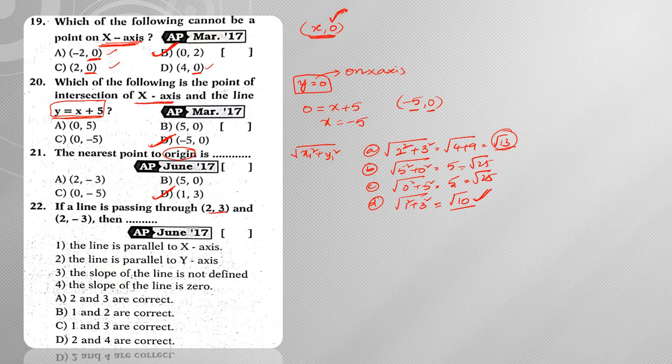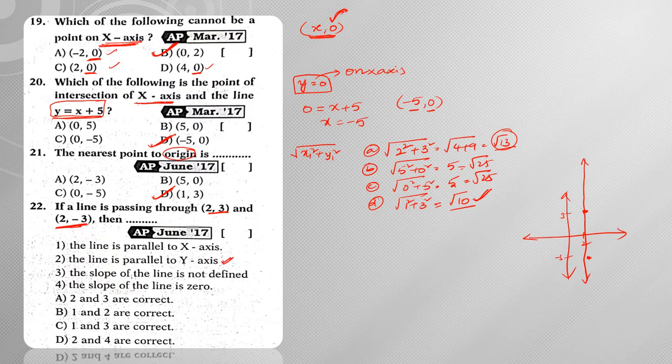Next, if a line is passing through (2, 3) and (2, minus 3), then what can you say? Simply go with the coordinate axis. Where will (2, 3) be? This is 2, and if there is 3, then (2, 3) will be here, right? (2, minus 3) will be exactly in the 4th quadrant. Then if you join these, I am going to get a line which is parallel to y-axis. So this line is parallel to y-axis.